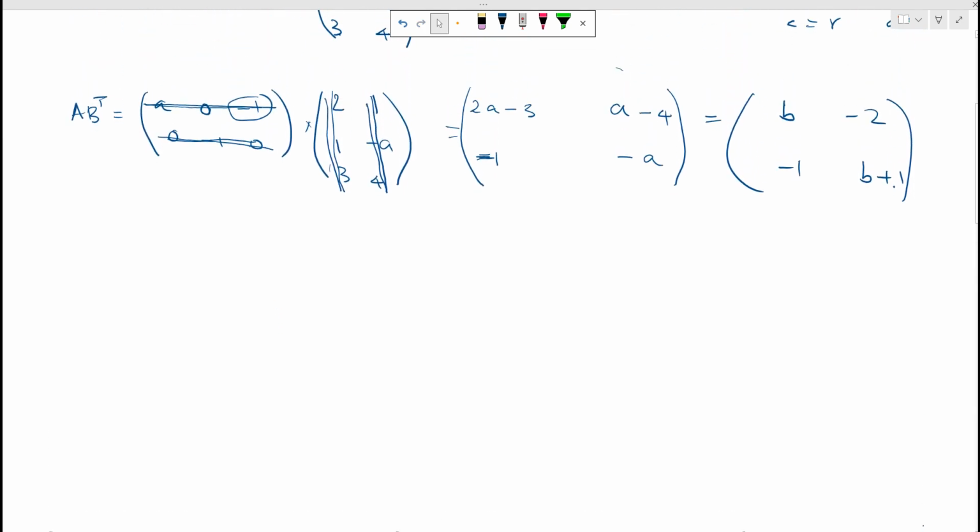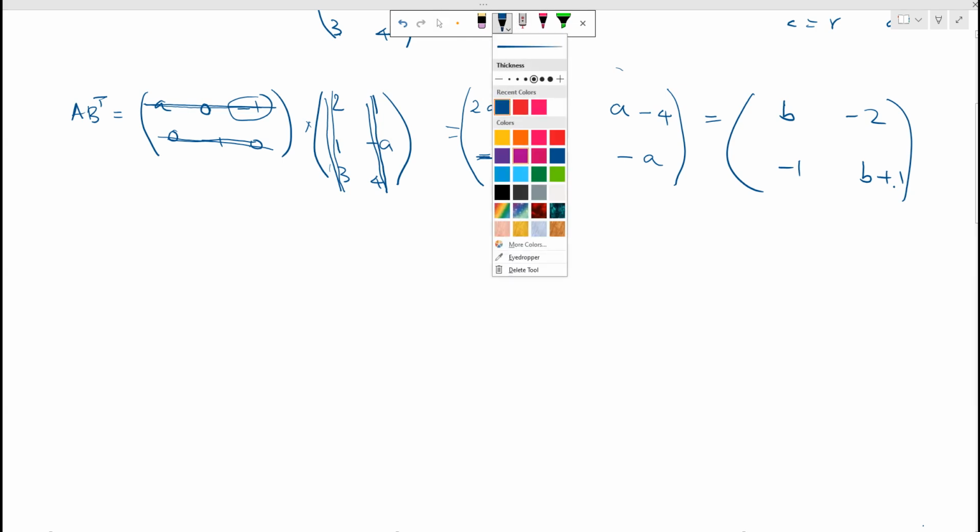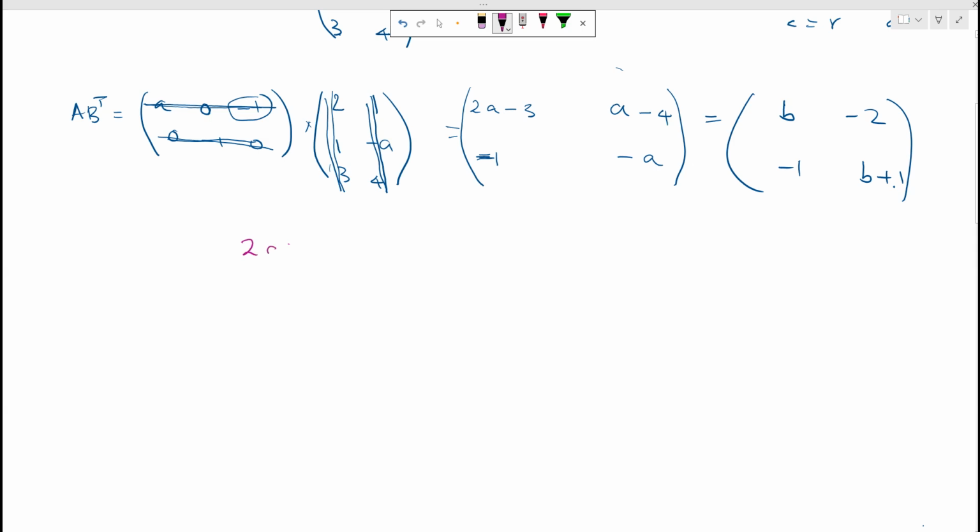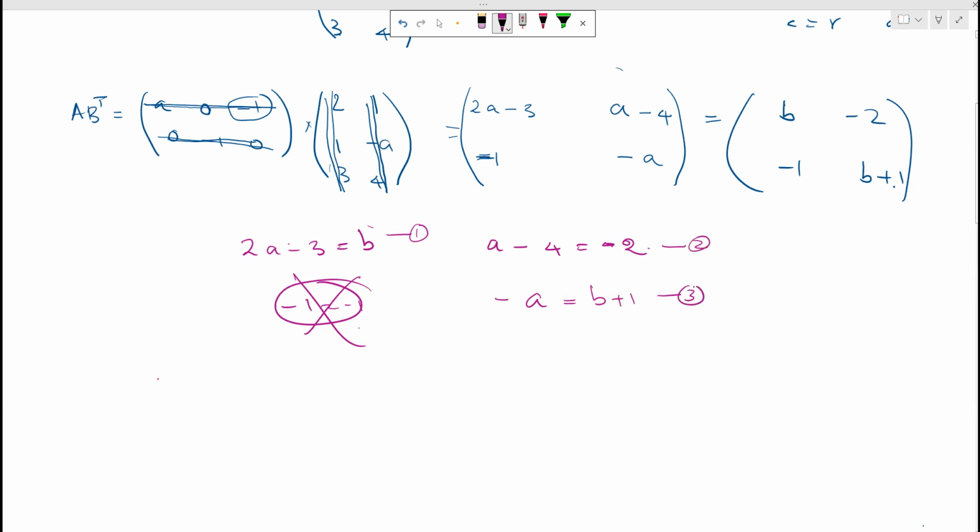Okay. So what we can tell is, let me use a different color. So 2a minus 3 is equal to b. Then again a minus 4 is equal to minus 2, right? So you have to equate all the corresponding entries. For those equations you might get some partial marks. Okay, so minus 1 is equal to minus 1, that is obvious. Now you can skip this, and minus a is equal to b plus 1. So this is equation 1, this is equation 2, and this is equation 3. So from equation 2 you can tell a is equal to 2.